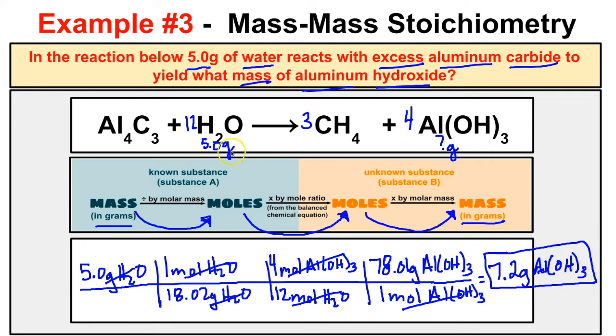So if we have 5.0 grams of water reacting with an excess of aluminum carbide, it's going to end up producing 7.2 grams of aluminum hydroxide. Holy shnikes, people. Let's try another problem.